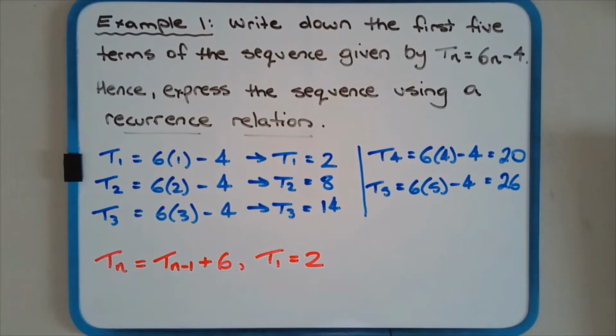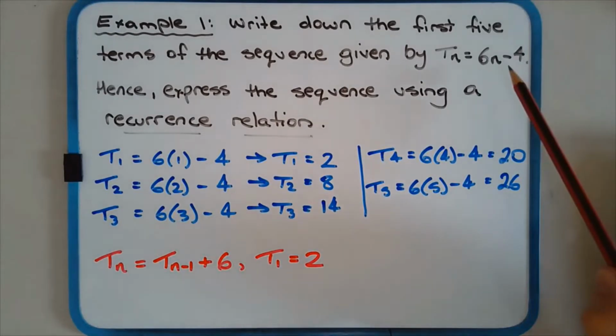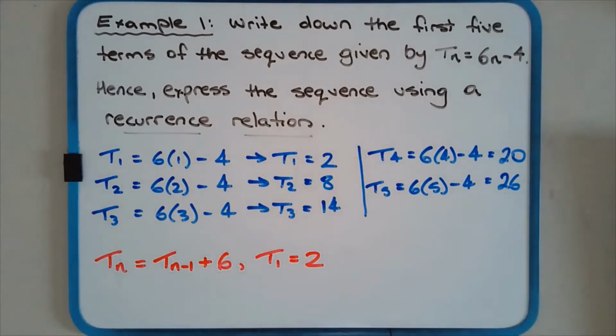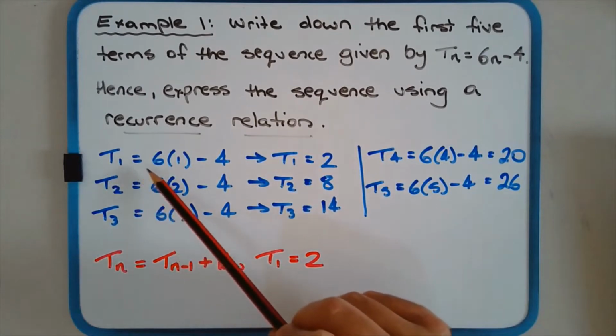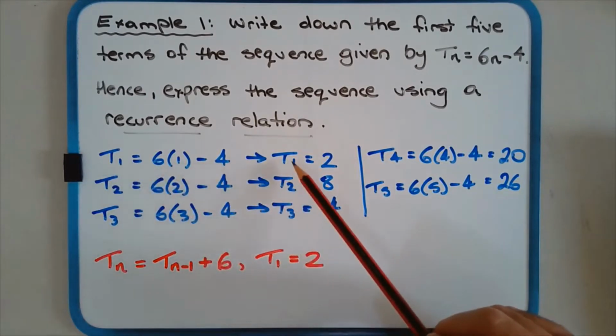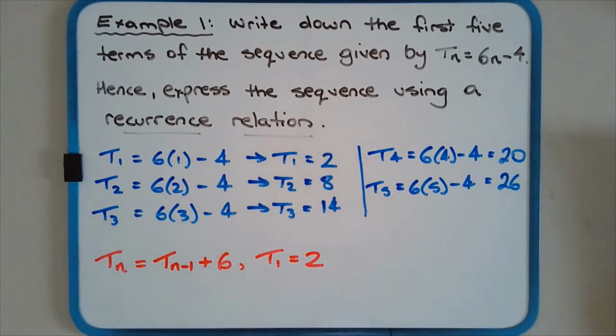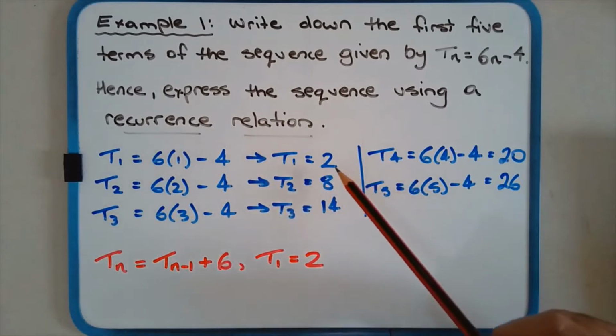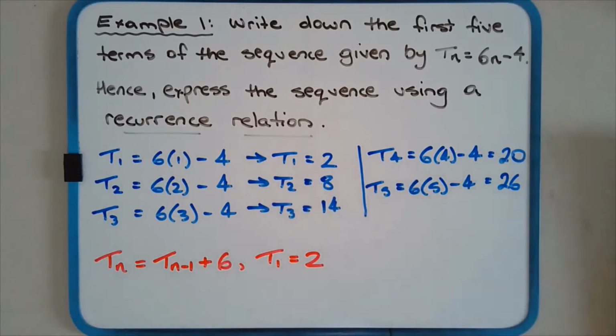So to get the value of the first term in the sequence, we substitute n equals 1 into the formula and then evaluate it. So T1 is equal to 6 times 1 minus 4. T1 equals 2. So that's the first term of this sequence. T2, that's the second term in the sequence, is 6 times 2 minus 4. Therefore, T2 equals 8. T3, third term in the sequence, 6 times 3 minus 4. Therefore, T3 equals 14. And following the same pattern, of course, T4 is equal to 20, T5 is equal to 26, and so on.